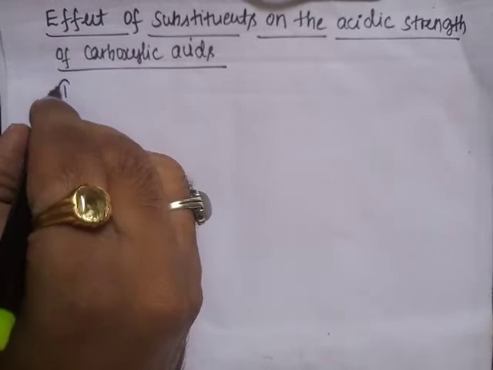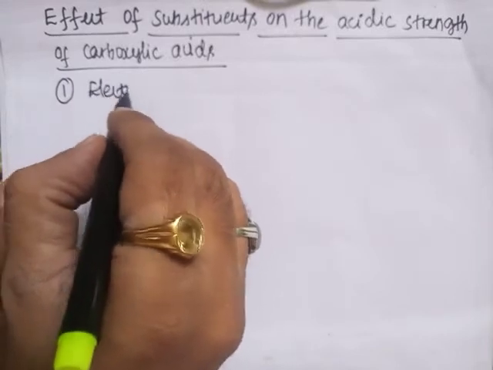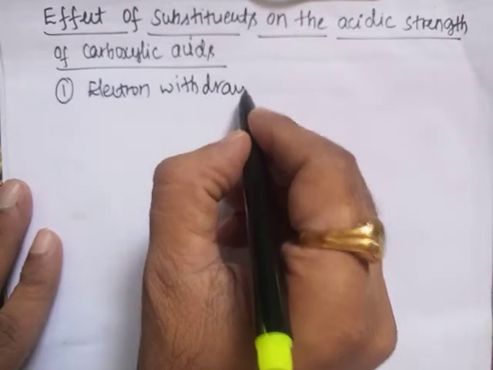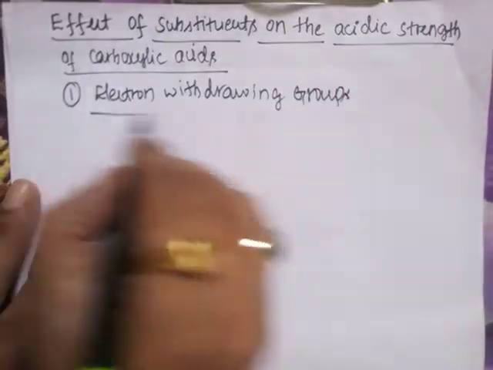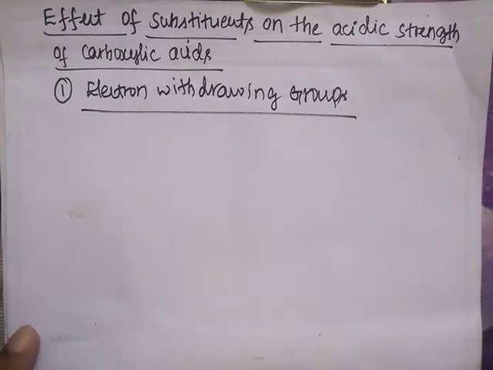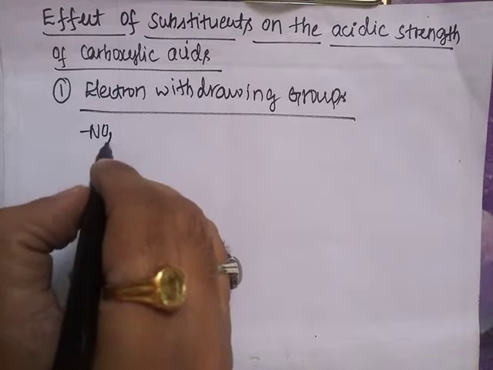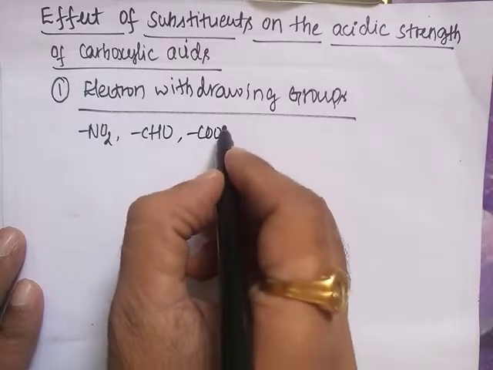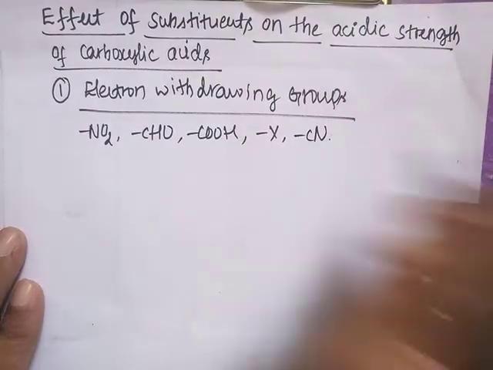The first factor is the presence of electron withdrawing groups. This is the first factor which affects the acidic strength of carboxylic acids. Electron withdrawing groups are, for example, NO2, CHO, COOH, a halide, or a cyanide group.